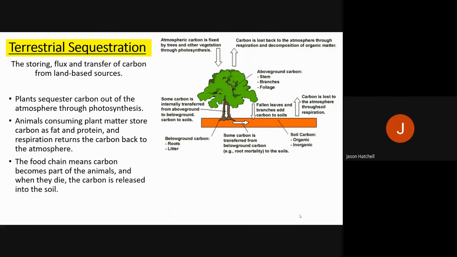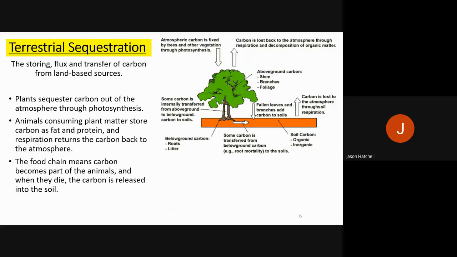So plants sequester carbon out of the atmosphere through photosynthesis. As I've said before, plants need photosynthesis to grow and survive, and carbon is actually stored in the plant through photosynthesis. Animals that eat plant matter store it as carbon, fat, and protein, and respiration returns that carbon in those animals back into the atmosphere as well.